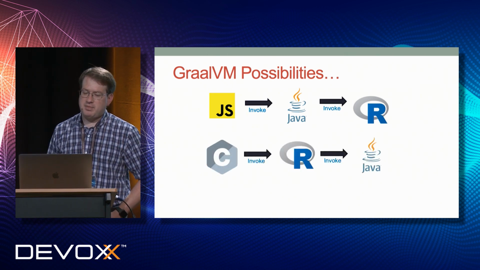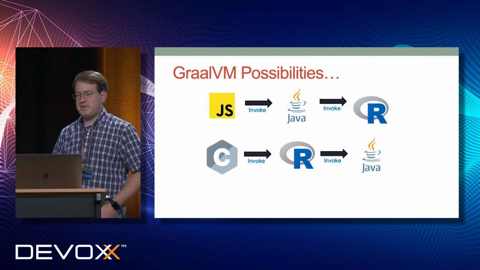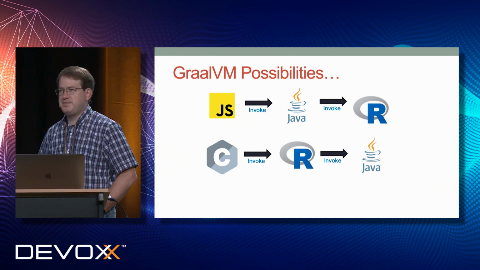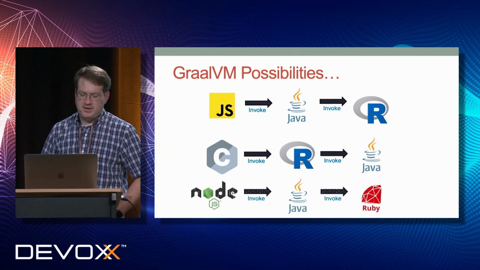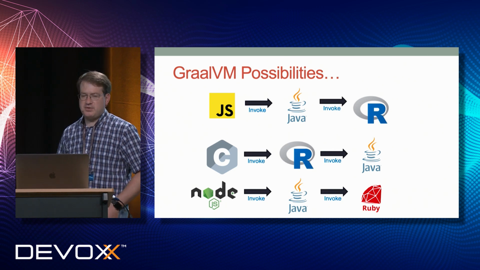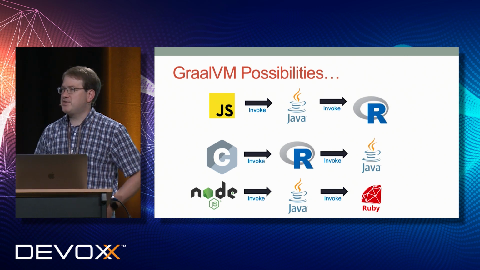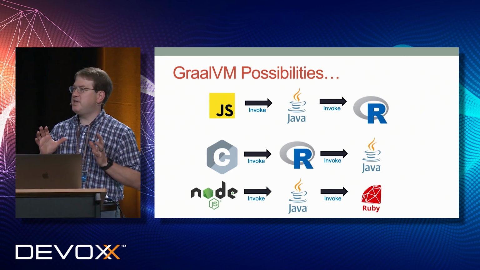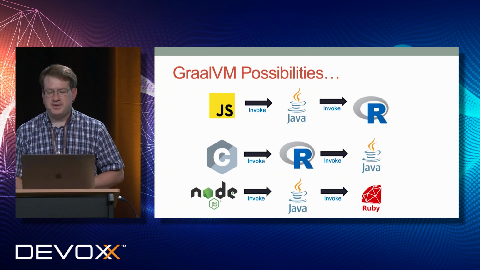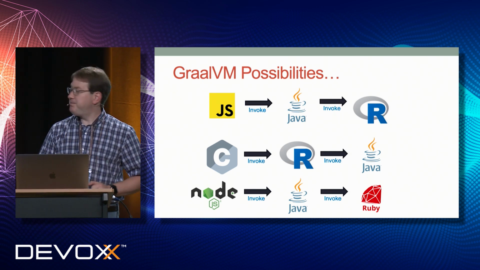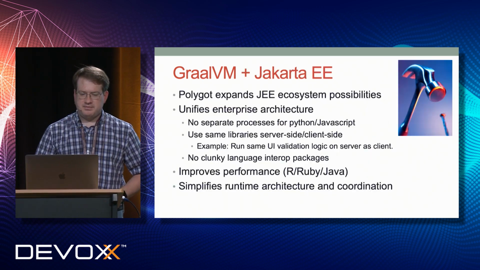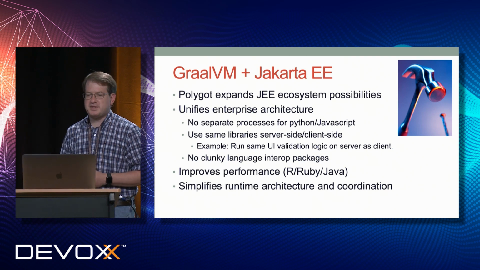The same thing, you can embed something in a C program that calls R code, which calls Java code, right? Or you can do something along the lines of Node code invoking Java code, which is then using Ruby code for something underneath the hood. So these are all the possibilities that GraalVM opens up to you. So it's really, the sky's the limit with this thing.